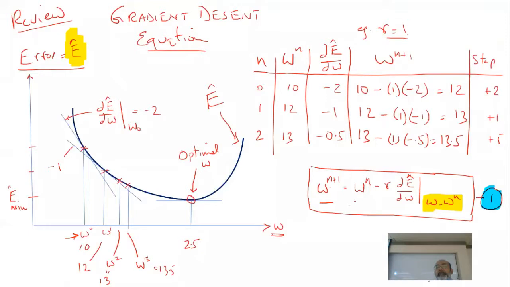Wn plus 1 is the previous value of the particular weight minus the learning rate multiplied by the gradient, right? Now, one thing I didn't specifically state last time was where is the gradient determined? If you're looking over here, and let's say you're calculating Wn plus 1, is the gradient at Wn plus 1 or is the gradient at Wn? At Wn, the previous value, right?